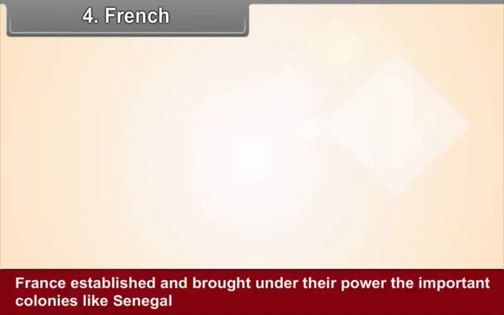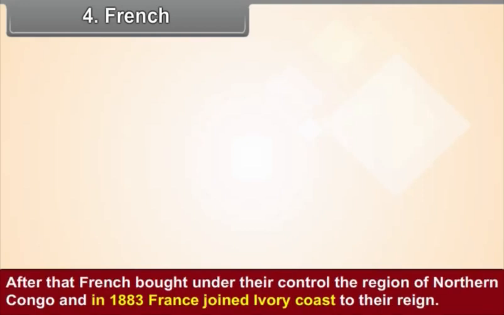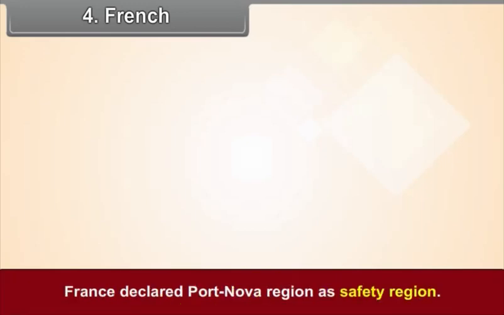Fourth, French. France established and brought under their power important colonies like Senegal and Gabon at the western border of Africa. After that, the French brought under their control the region of northern Congo, and in 1883, France joined Ivory Coast to their reign. France declared Port Nova region as a safety region.